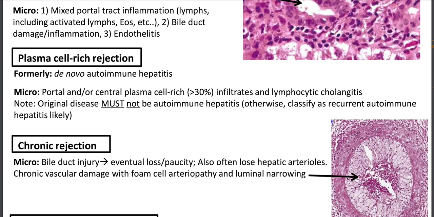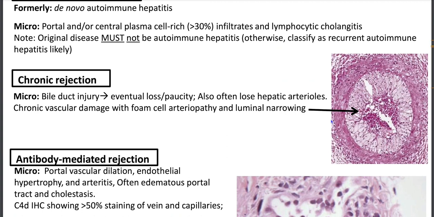Plasma cell rich rejection, formerly de novo autoimmune hepatitis. You'll look for portal and/or central plasma cell rich infiltrates greater than 30% and lymphocytic cholangitis. Remember, you want to make sure that the original disease is not autoimmune hepatitis. Otherwise, it could just be a recurrent autoimmune hepatitis.